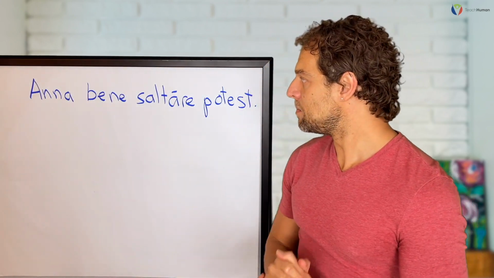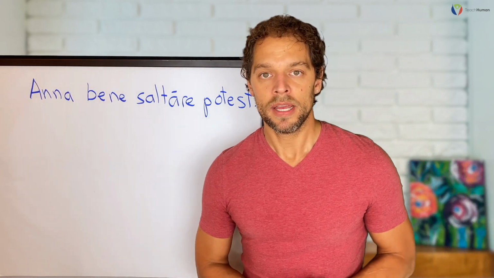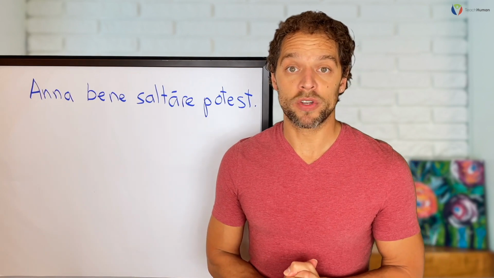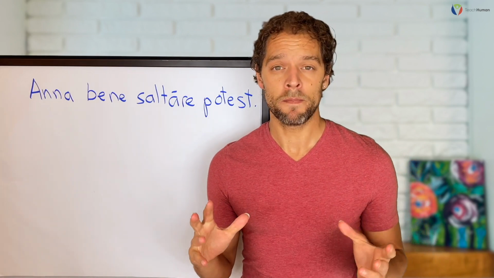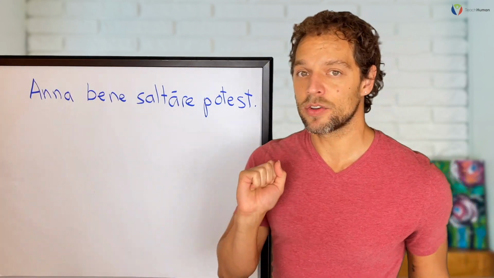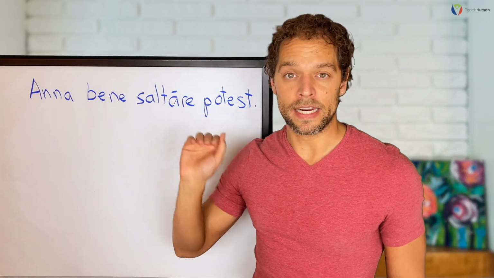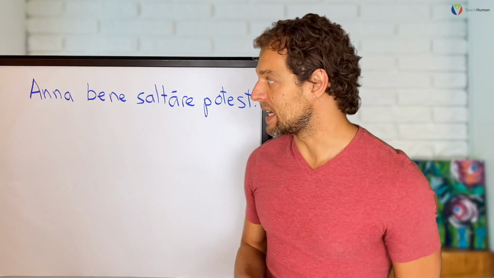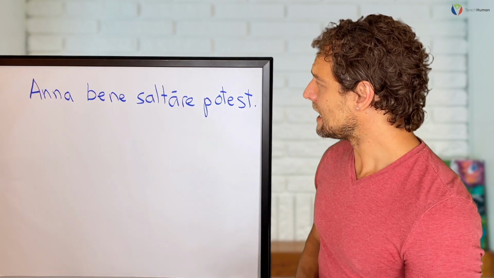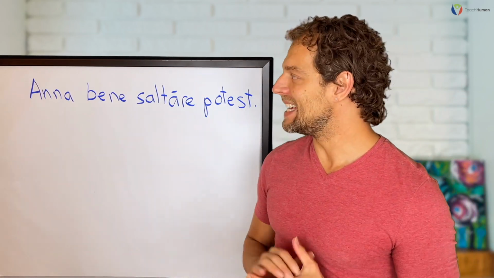In this case, Anna bene saltare potest. Again, Anna can dance well. Anna is able to dance well. By the way, little pro tip, something I found useful: whenever possible, with long sentences, this tends to not be possible, but with short sentences like this, I like to write the entire sentence on the board in exactly one line. And I'll show you several things that makes possible. So Anna is able to dance well.